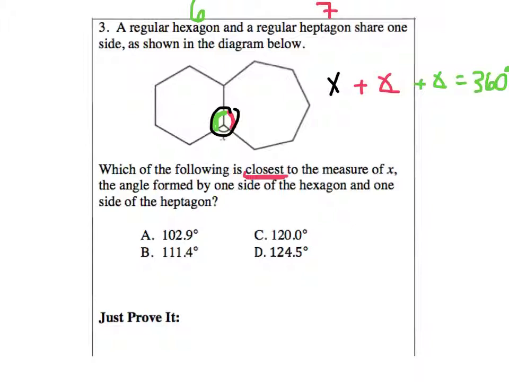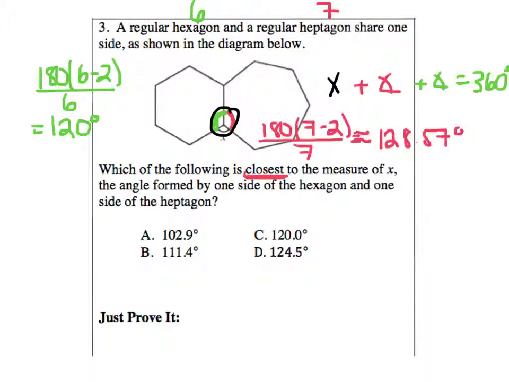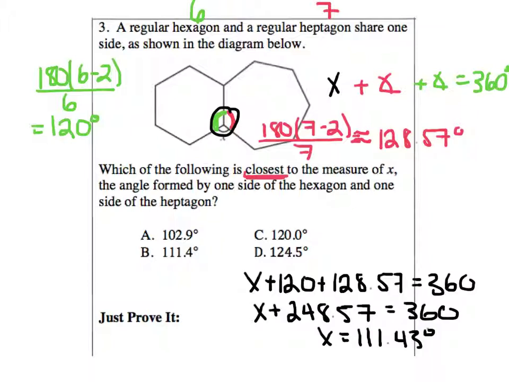The green angle, for the hexagon, we use the formula and solve to get 120 degrees. For the red angle, we use the same formula to get approximately 128.57 degrees. So then we just plug in, use algebra to solve for x, and we get that x is equal to 111.43 degrees. We know that the closest measure of x is B.